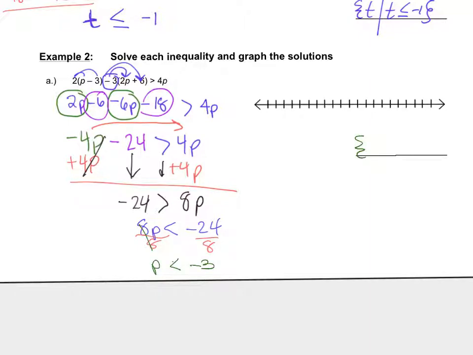Set notation, all the values of p such that p is less than negative 3. And if you drew a 0 here, negative 3 would be here. It's an open circle, less than shades to the left.